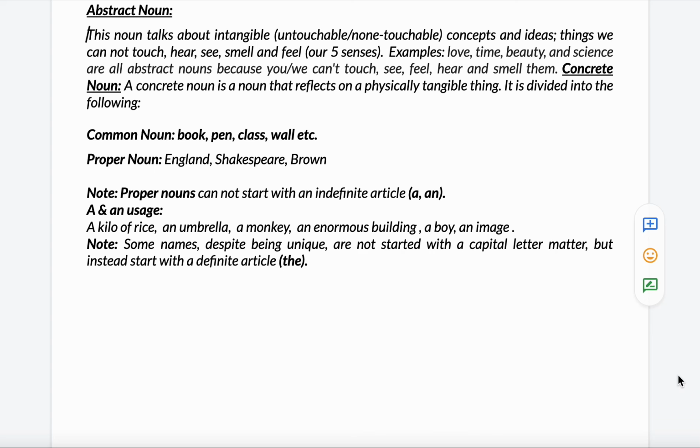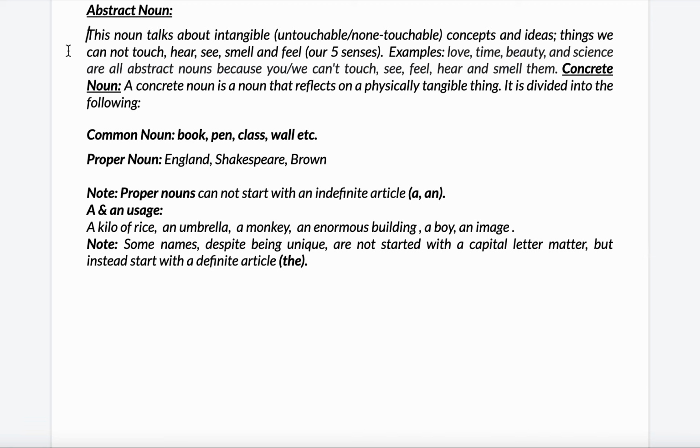Last time we spoke about different nouns, and I'm going to carry on from where I left off. I spoke up to abstract noun. I'm going to recap a little bit and then we will move on. And by the way, happy holidays.